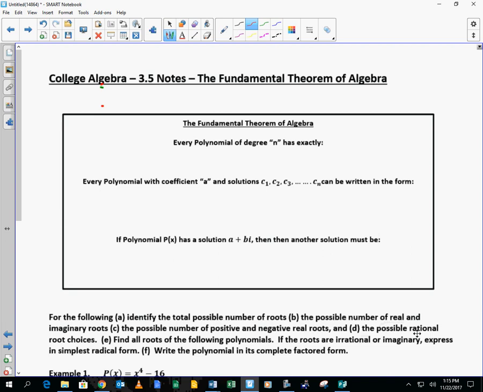Every polynomial of degree n has exactly n roots or n solutions. And here's the part that only works out if we say that some of those roots can be real and some of them can be imaginary. So when we say n roots, we mean n complex roots, because they can be either real or imaginary.